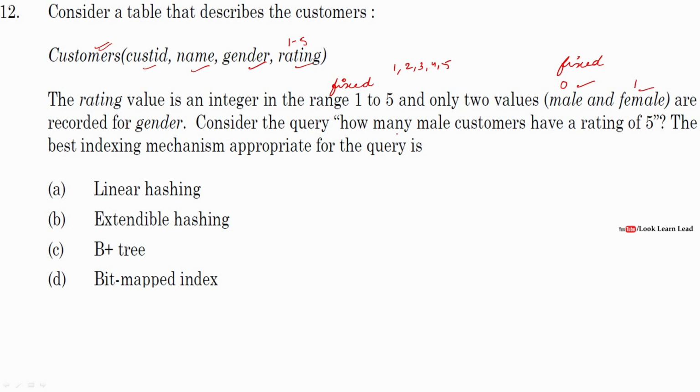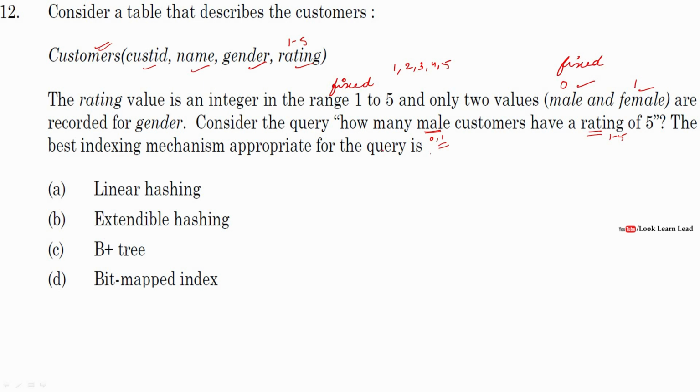So consider the query: how many male customers have a rating of 5? So it is male customers, so it is gender, and a rating of 5. The rating would range from 1 to 5, and gender would be either 0 or 1. So all the values are fixed.